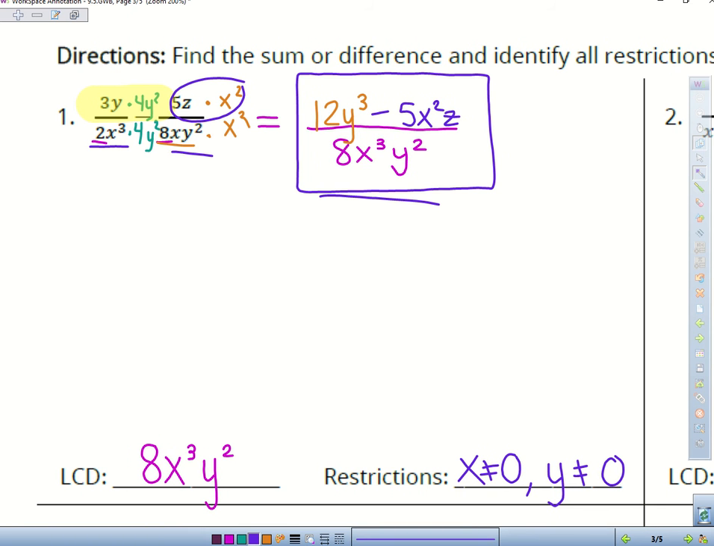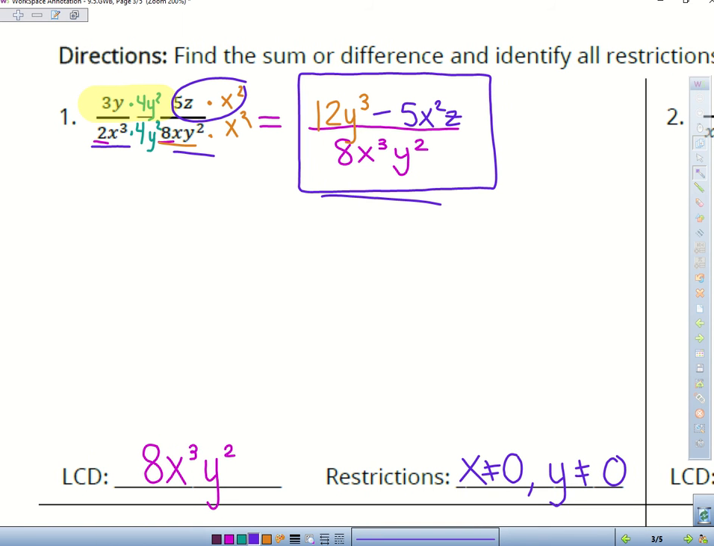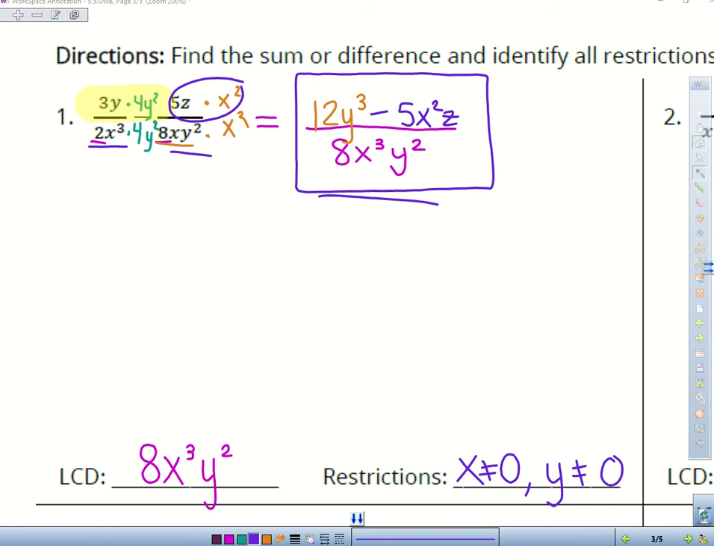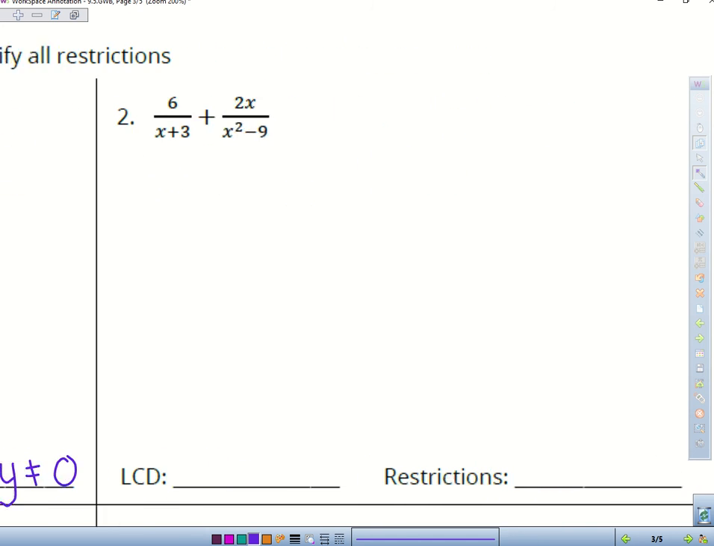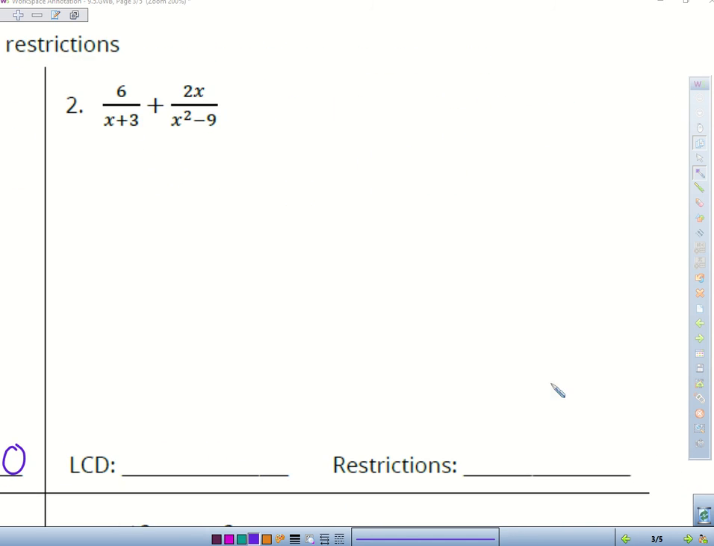All right, you ready to try another one now that we kind of got started a little bit on it? Okay. So we'll kind of ease our way into it. Now we're going to deal with a situation where we have full factors, binomial factors, in our denominator. So first and foremost, I'm just going to rewrite all of this, and I'm just going to factor what I can factor. So you see how I can factor that denominator into two binomials? Does that make sense to everyone?